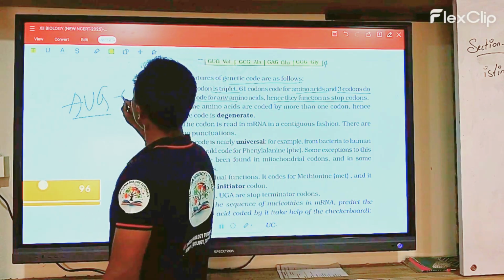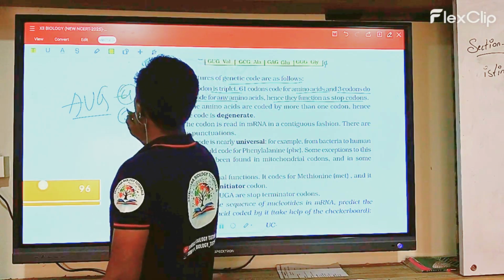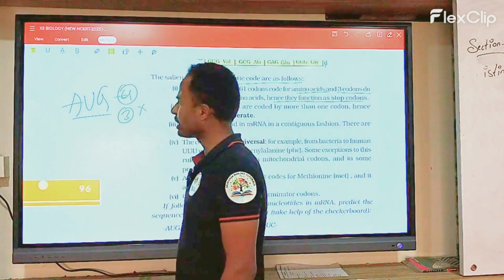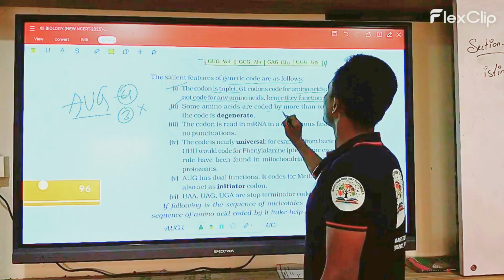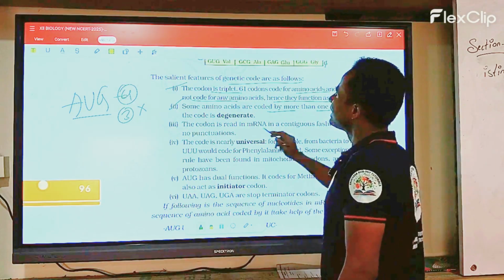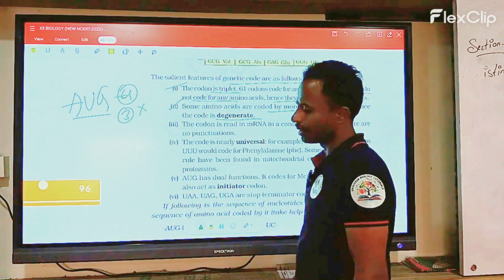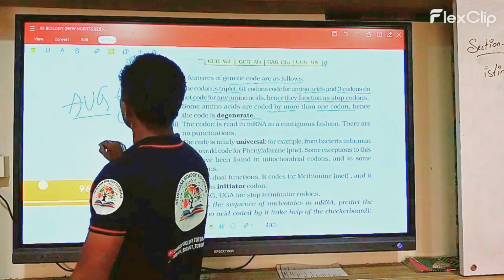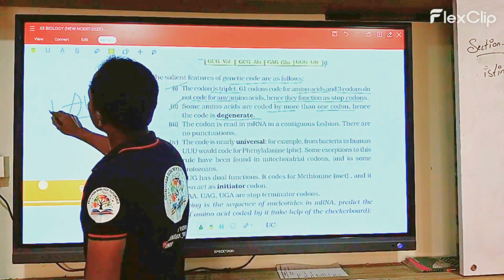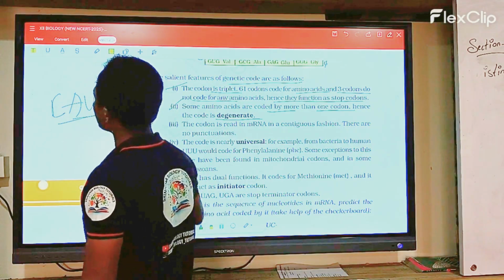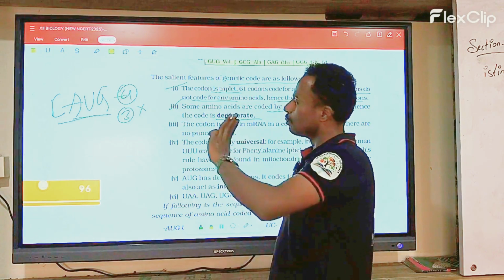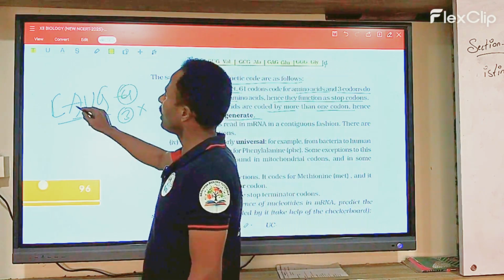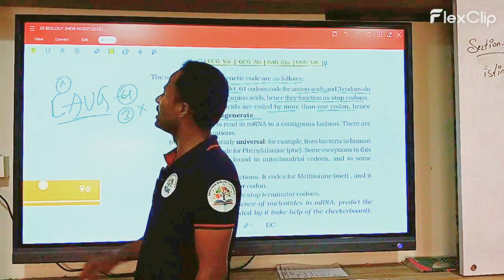Only 61 codons bind, and 3 do not code for any amino acid. Correct? This is the first one. The second one: some amino acids are coded by more than one codon. That code is called degenerate. For example, here AUG is there. If we add a cytosine, it is not possible to bind, because only the particular codon binds. More than one codon codes for an amino acid, so the code is degenerate.